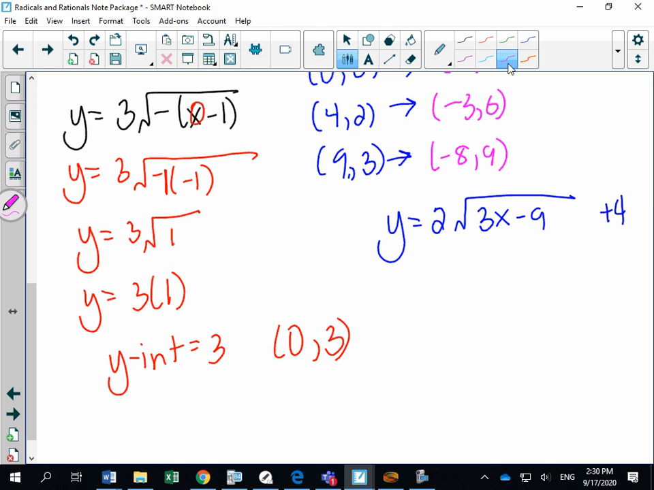So you need to factor out that 3 to get 2, factor out the 3, and you would get x minus 3, plus 4. So once you factor out that b value, I hope you can see that your b value would be 3. So your stretch factor would be a third, 1/3. And your horizontal translation would be 3 units to the right, not 9 units to the right.